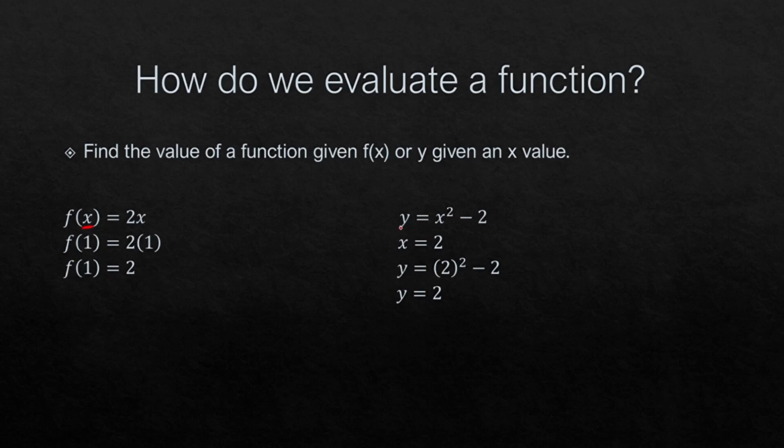O, ito naman, y is equals to x squared minus 2. So, ang given is x is equals to 2. So, kung ang given is x equals to 2, i-substitute ang 2 with x. So, y is equals to 2 squared minus 2. So, 2 squared is 4. 4 minus 2 is 2. So, y is equals to 2.